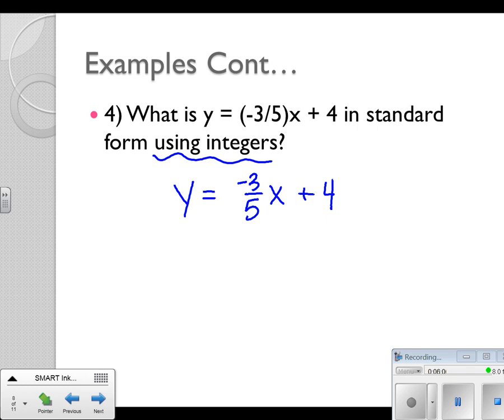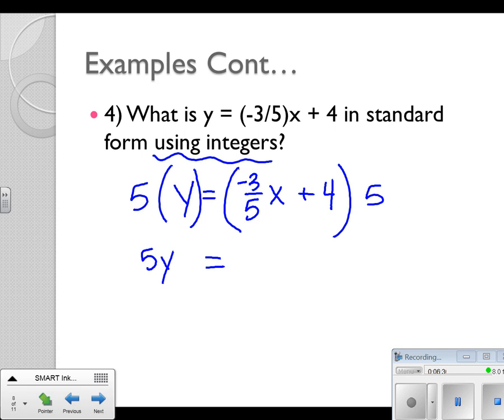But I'm going to do something first. I'm going to get rid of that rational number in front of the x. And by doing so, I'm going to multiply this whole right side of the equal sign by 5, which is the denominator of negative 3/5. Whatever I do to one side, I have to do to the other side of an equation. So when we simplify this, we have 5y now on the left side.